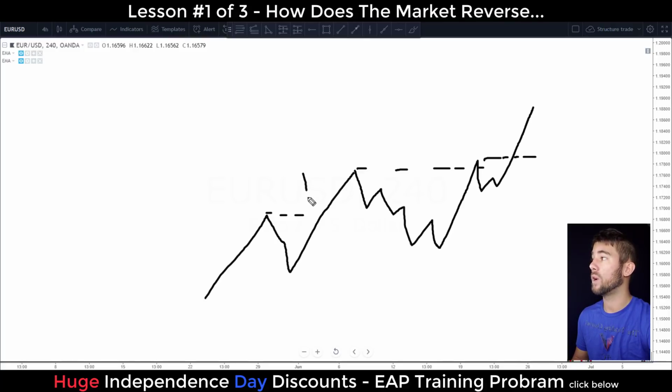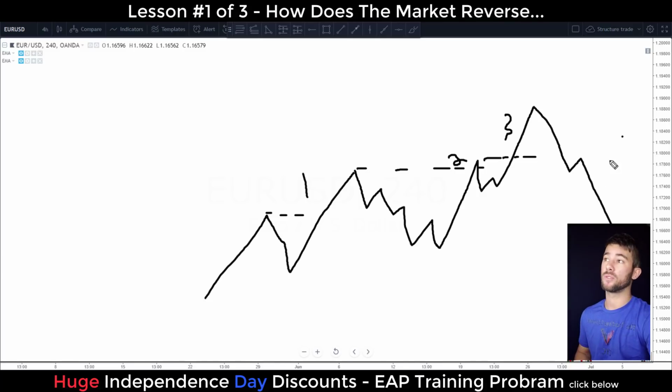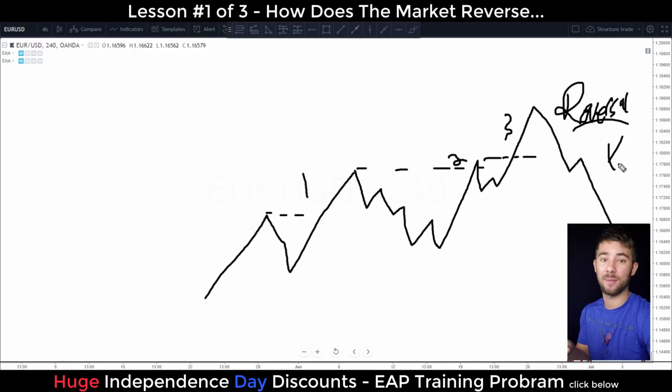So we have one break of resistance, two break of resistance right here, and three break of resistance. We want to see all three of these before looking for a possible reversal trade. So we want to see this 1, 2, 3 trending market, and then we're waiting for our reversal trade. That is so sloppy when it comes to writing out reversal, but anyway, you know what I'm trying to say.